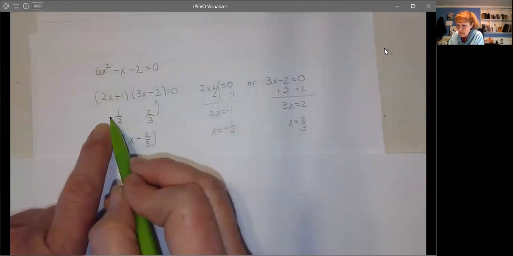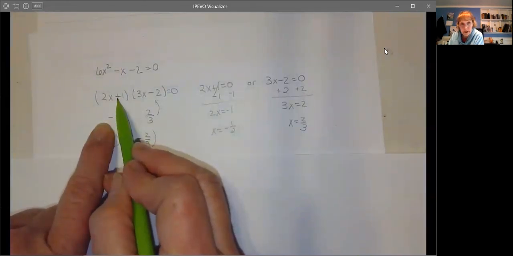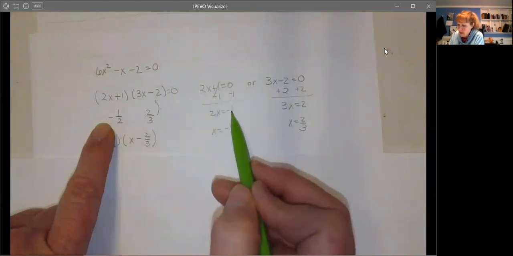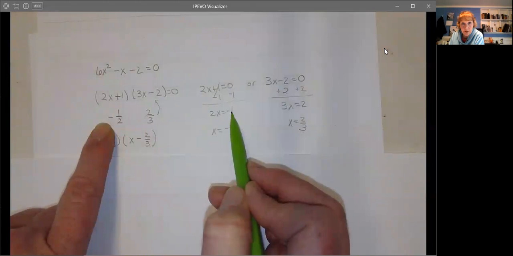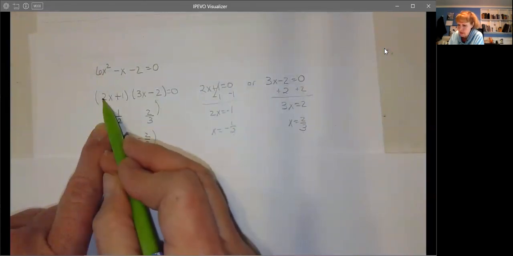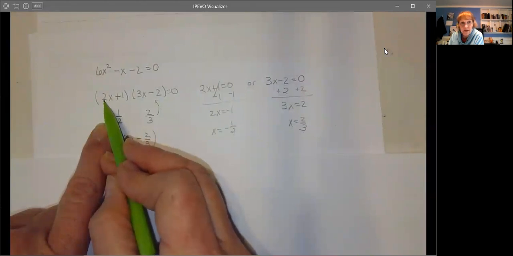Well, first off, it's opposite, so we know we have a plus. And over here, the 1 goes in the numerator, okay? So the 1 goes here and the 2 goes here. That's what you're dividing by, the number next to the x.